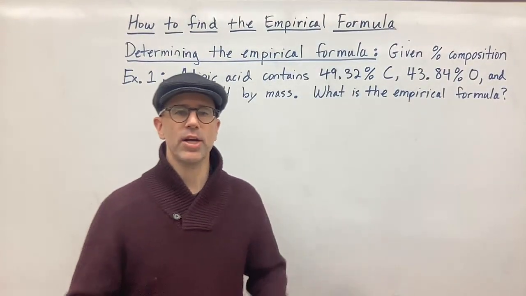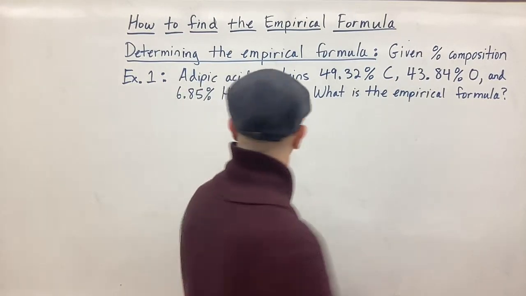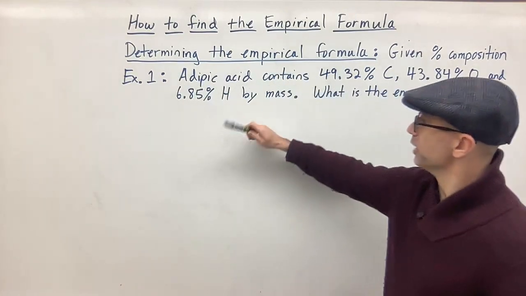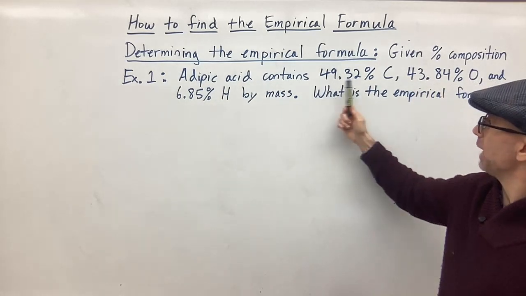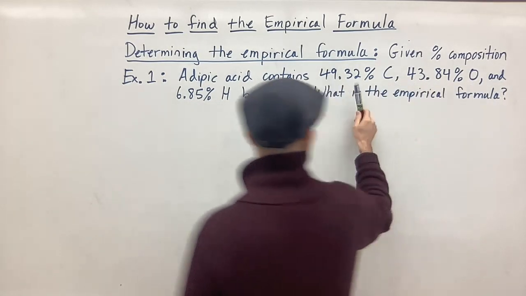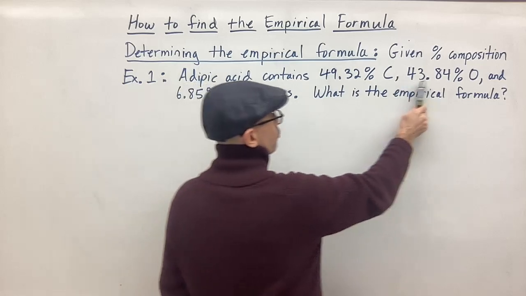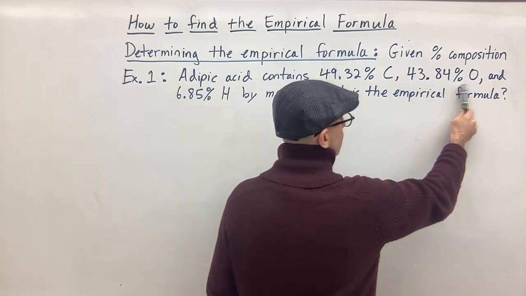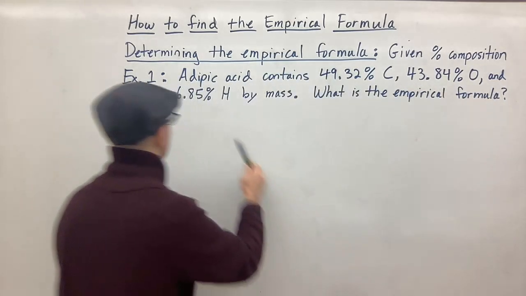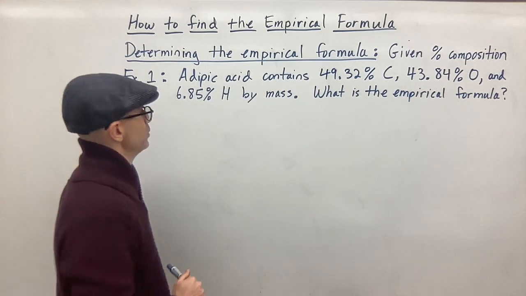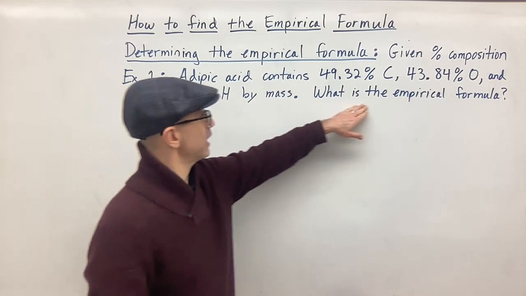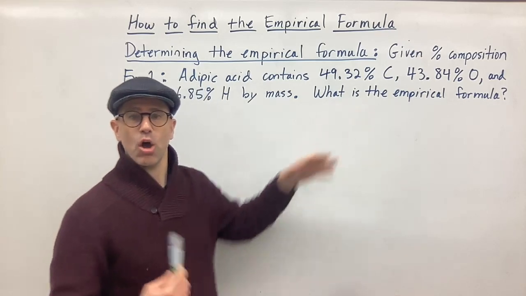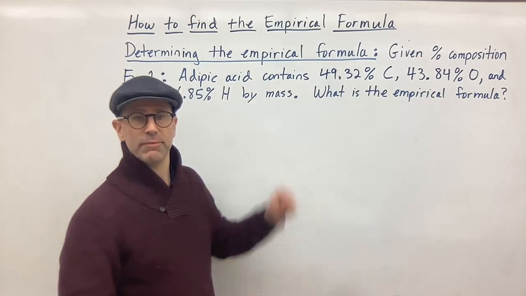Okay, so here's my first example. You're given that adipic acid contains 49.3% carbon, 43.84% oxygen, and 6.85% hydrogen by mass. And they want you to give the empirical formula. So let's go through the steps. They give me percentages.